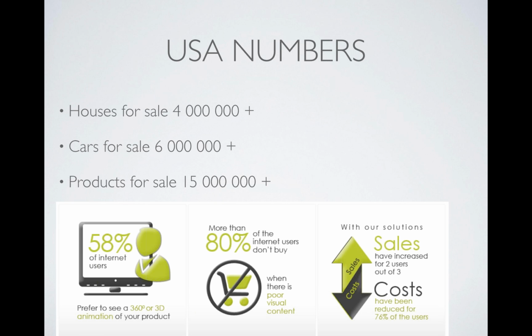The growing trend here is that there are more and more houses, cars, and products for sale online. And these are only the numbers for the US. So there's about 15 million different types of products online in the US, which means if you only capture a small percentage of that and you start selling 360 photography to clients, you can actually do a decent amount of money.